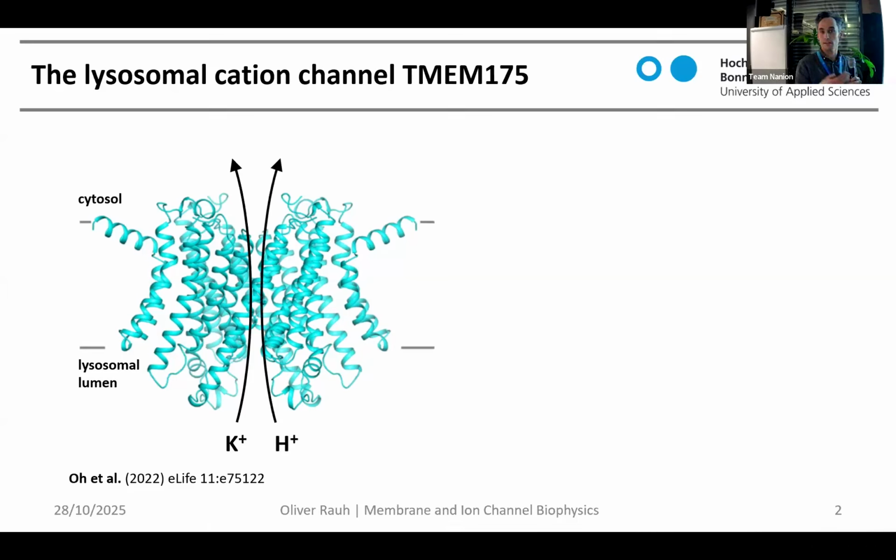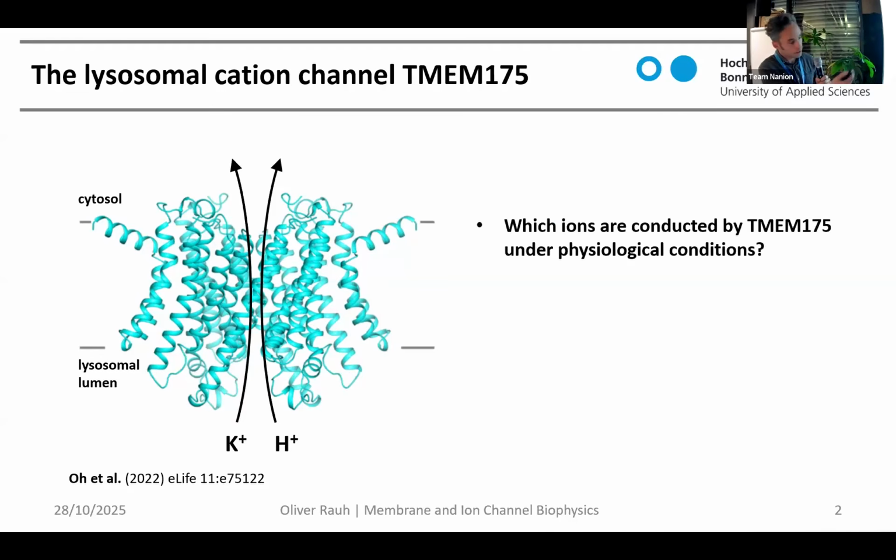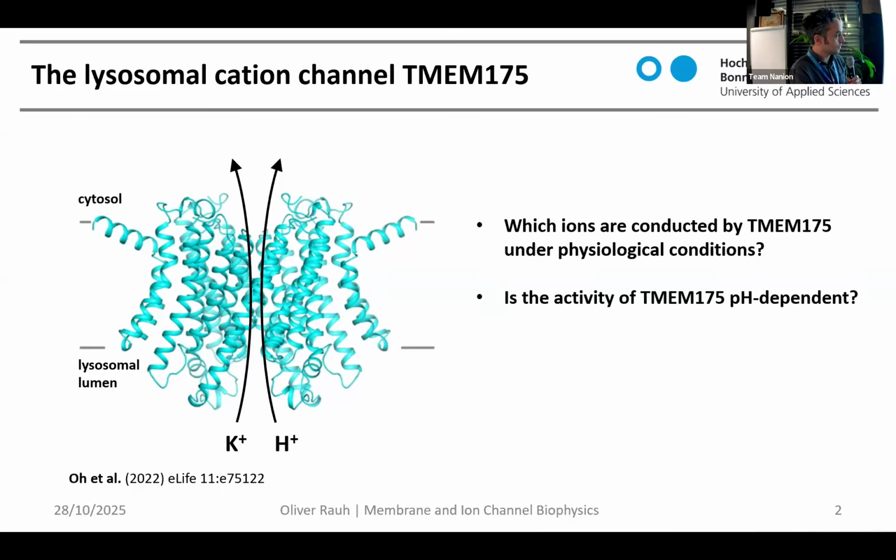or potassium are actually the physiologically important ions, and there are still people doubting that protons actually play a role, and this proton current could be just an artifact. We have some questions that we want to answer in this project. So which ions are actually conducted by TMEM175 under physiological conditions? Then, is the activity of TMEM175 pH dependent? And if so, which structural elements serve as pH sensors in TMEM175?